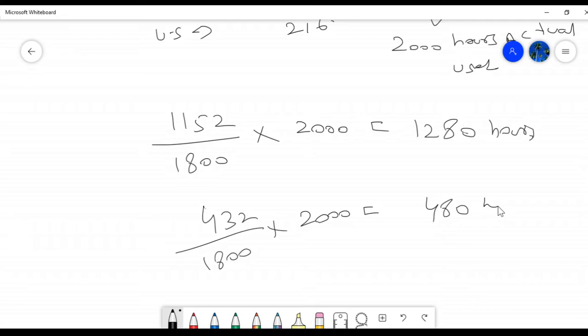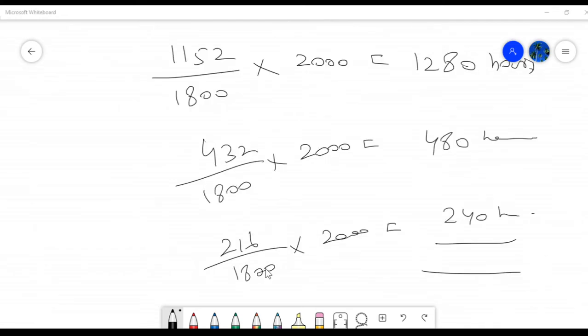Just go through the workings. If you add all the three things, you will get 2000 hours: 1280 plus 480 plus 240 equal to 2000 hours. This is my revised standard mix. So 1280, 480, 240 is my revised standard mix. This I have to write here.